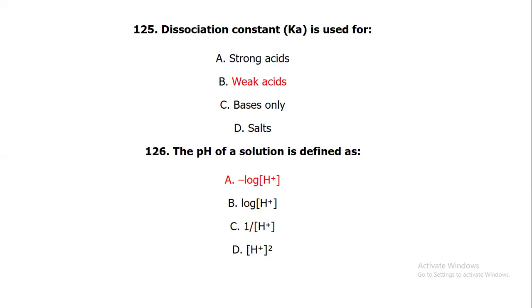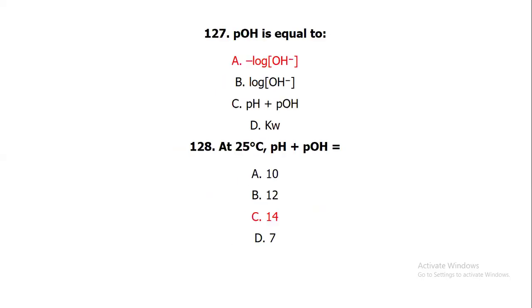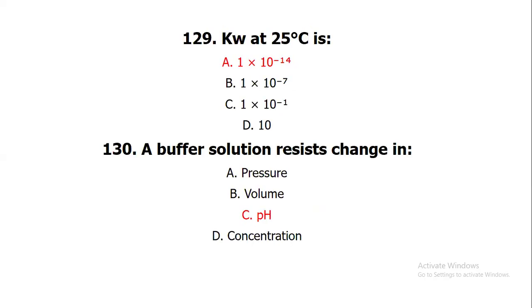The pH of a solution is defined as minus log H plus. The pOH is equal to minus log OH minus. At 25 degrees Celsius, pH plus pOH is 14. Kw at 25 degrees Celsius is 1 into 10 to the power minus 14.